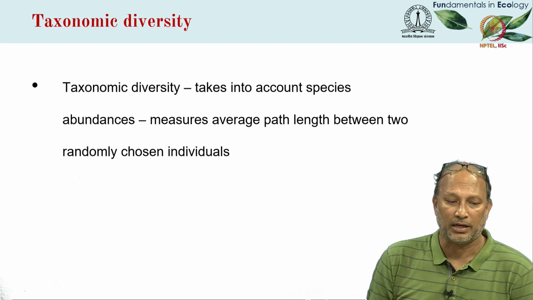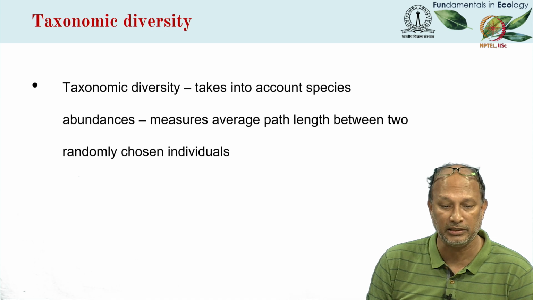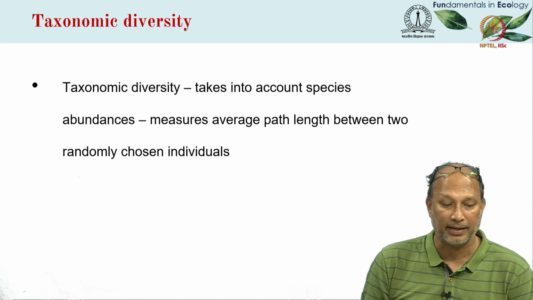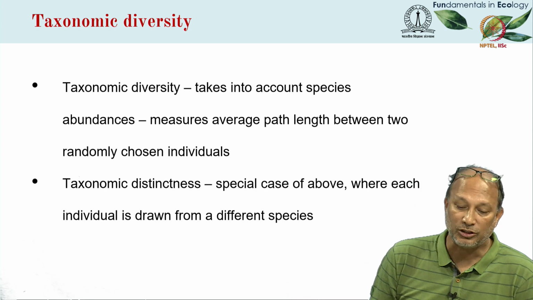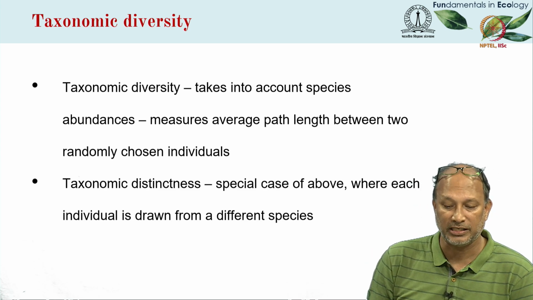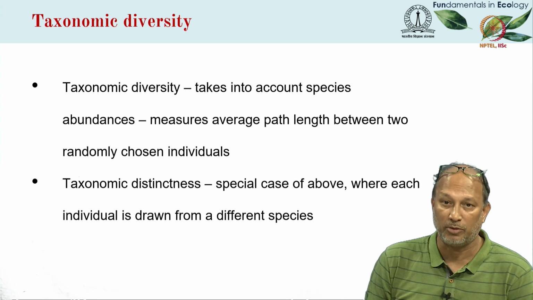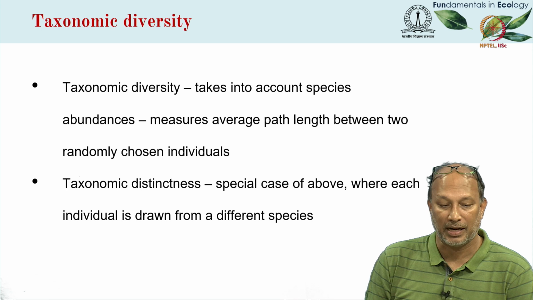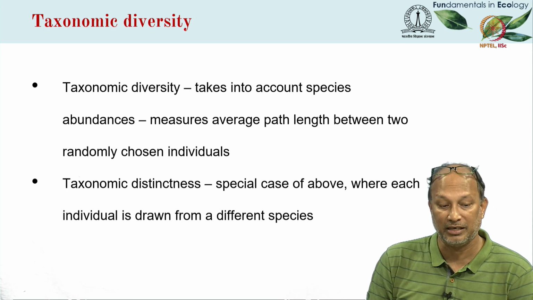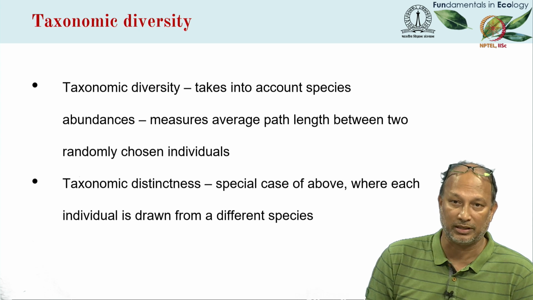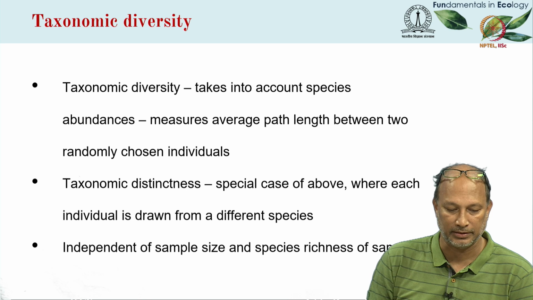So the way that this is done is by using measures of taxonomic diversity, which takes into account species abundances and measures the average path length between two randomly chosen individuals. And taxonomic distinctness, which is a special case of the above, where each individual is drawn from a different species. So taxonomic distinctness is the average path length between any two species, and diversity is the average path length between two randomly chosen individuals in the community. It also takes into account, therefore, the commonness and rarity of species.